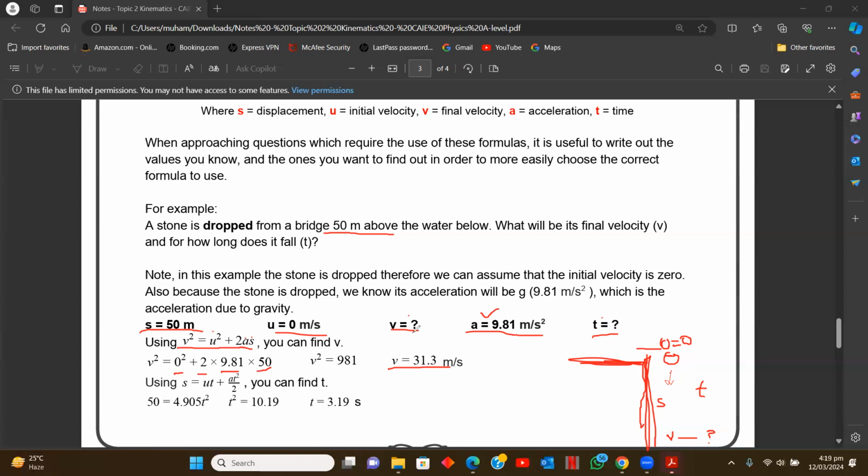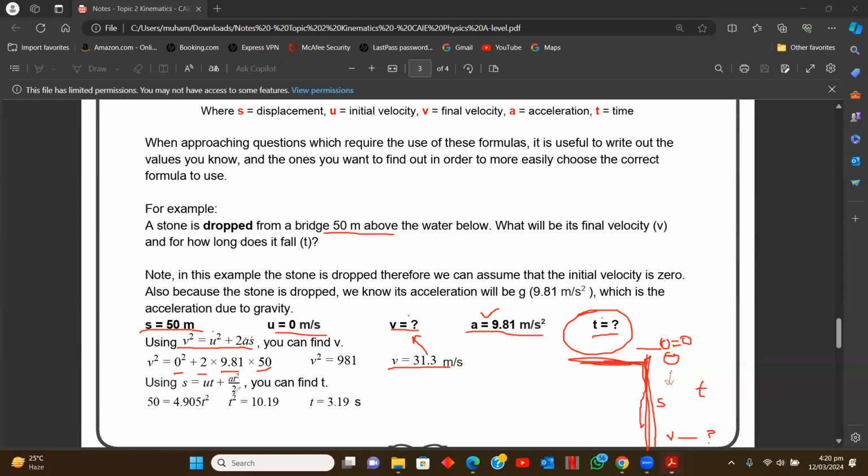Now you also know another quantity, which is v, 31.3. We just need to find t. Now, once we know v, a, u, s, you've got a lot of options to choose from. Let's use s equals ut plus half at squared.